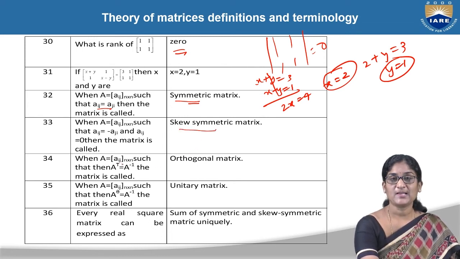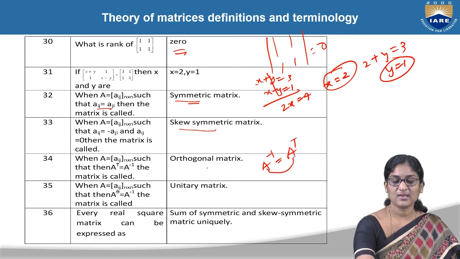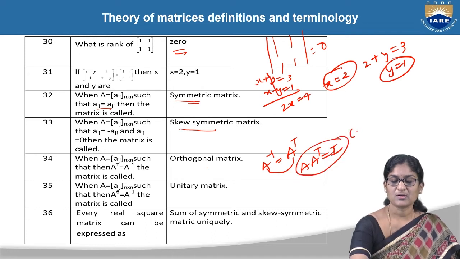Next, when capital A is equal to aij of n cross n, such that A transpose is equal to A inverse, what do you call the matrix? Orthogonal matrix. It can be written, if A is brought to the other side, as A into A transpose is equal to identity. So this is possible only for orthogonal matrices.